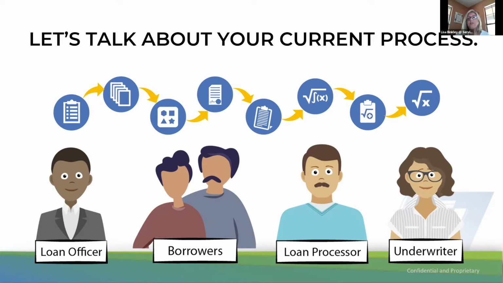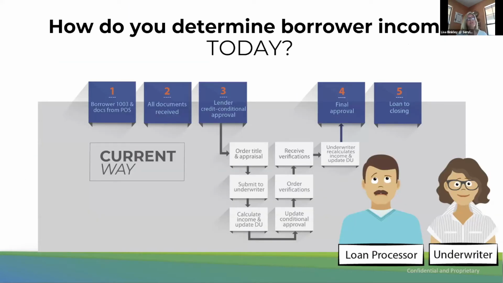So then you have to determine who in your organization is going to be determining the qualifying income. Well, most of the time, it is calculated multiple times. And here we put it into the process of how do you determine borrower income today. So we have the borrower 1003. You can see the workflow in the 5 buckets across the top. Well, underneath, between buckets 3 and 4, you have 7 actual steps that we have to take again.